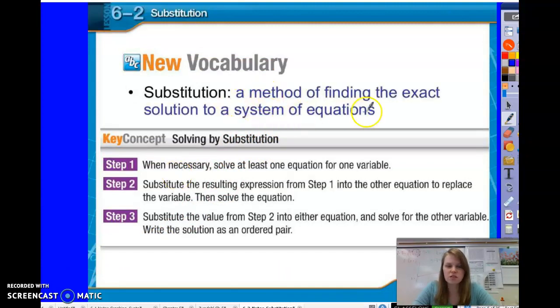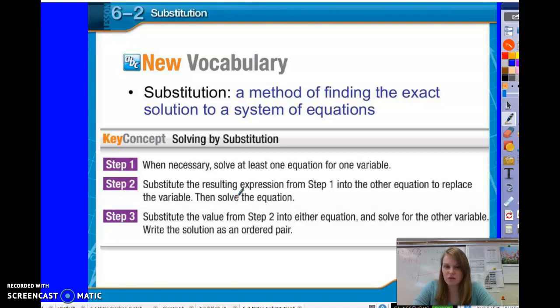Here's a quick definition. Substitution is a method of finding the exact solution to a system of equations. Here's an overview. We're going to go through this in more detail by working through some examples, but a quick overview is: solve for a variable, pick your favorite, x or y. Once you get that definition for x, let's say, plug it into the other equation's x. Once you do that, figure out what y is.